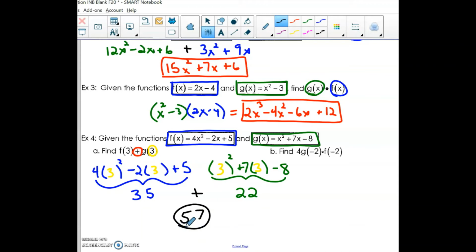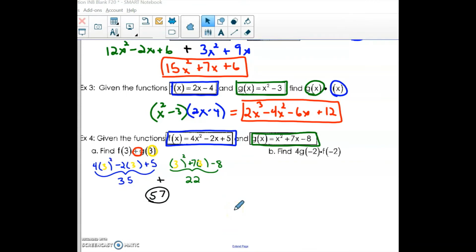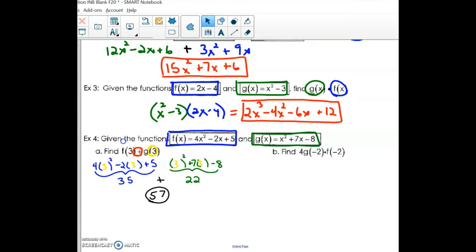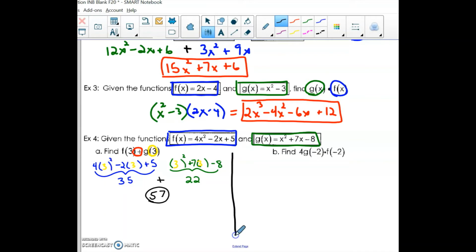Now I kind of used too much room, so I don't have a whole lot to do my B problem. So let me squeeze that down. All right, magic happened while you guys were gone, and that magically just shrunk. All right, so now I have room for my B problem. And I'll try to write this a little bit smaller.